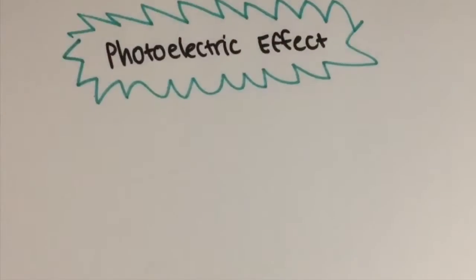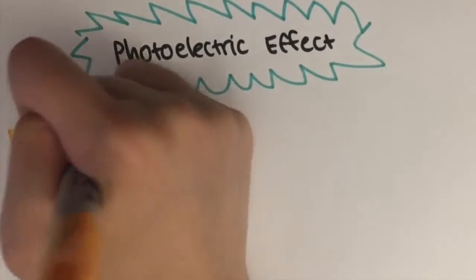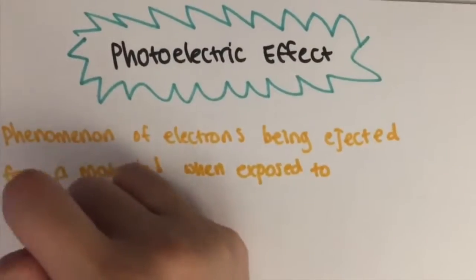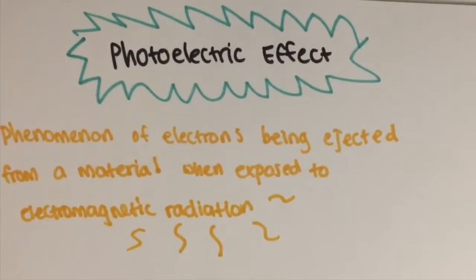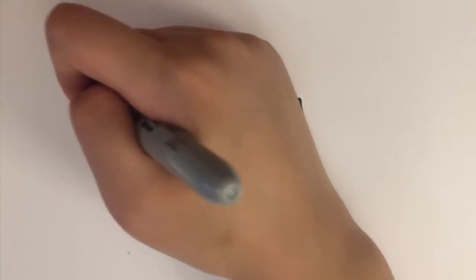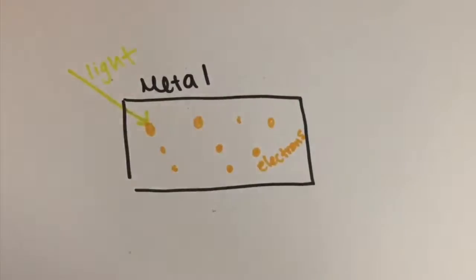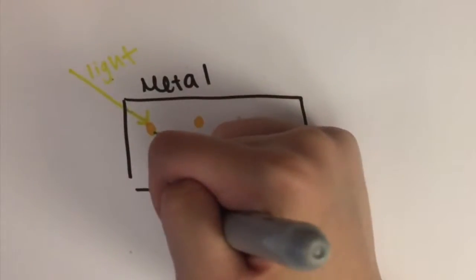The photoelectric effect is defined as the phenomenon of electrons being ejected from a material when exposed to electromagnetic radiation. When light strikes a metal surface, the electrons of the metal absorb the light. If the absorbed light energy is above the metal's work function, the electron is ejected from the metal.